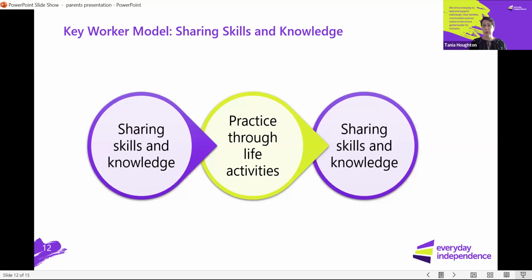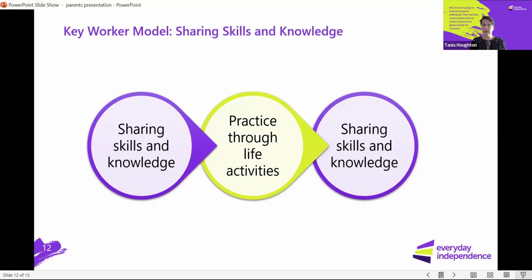Keren mentioned the term capacity building. It comes up a lot with the National Disability Insurance Scheme. The actual funding is called capacity building in early childhood supports. What it really is around is sharing skills and knowledge.